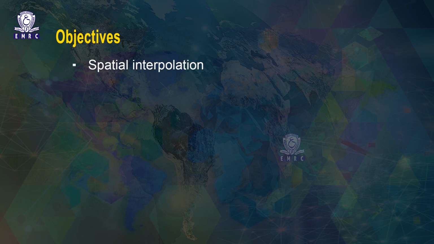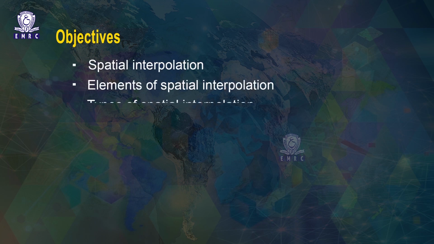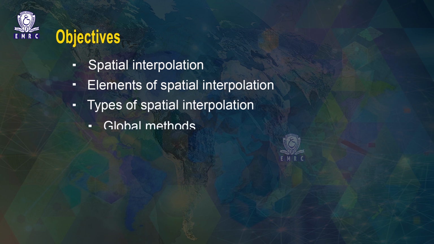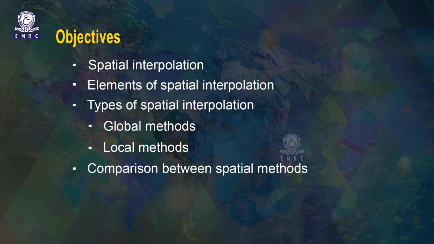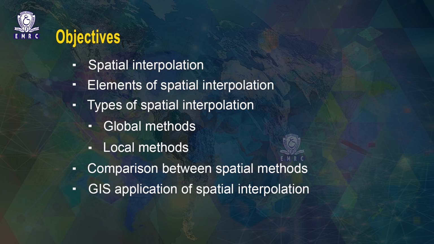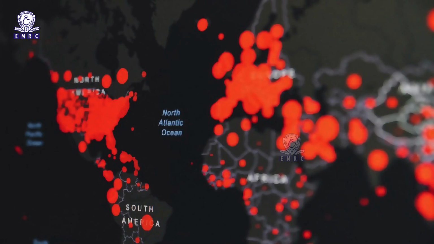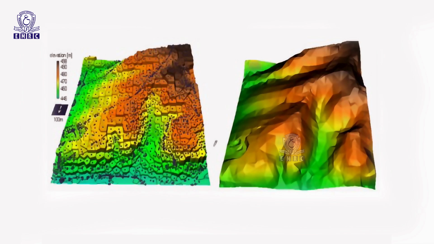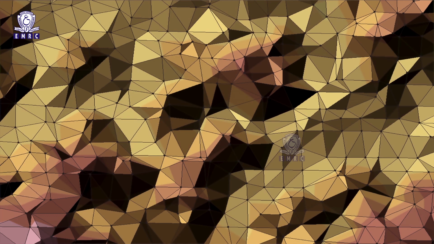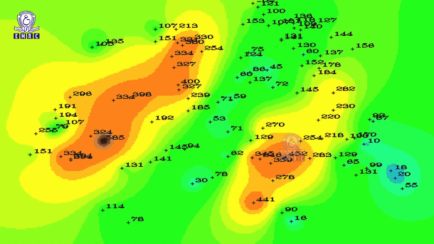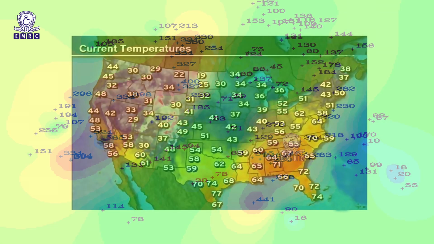Spatial interpolation. Objectives. In this chapter, we will discuss spatial interpolation, elements of spatial interpolation, types of spatial interpolation, that is global methods and local methods, comparison between spatial methods, and GIS application of spatial interpolation. Spatial interpolation is a process of using points with known values to estimate values at other points. Through spatial interpolation, we can estimate the precipitation value at a location with no recorded data by using known precipitation readings at nearby weather stations.